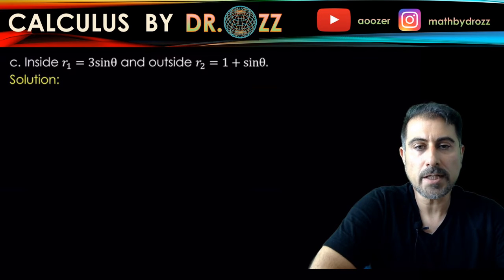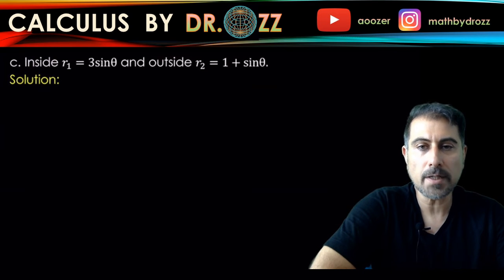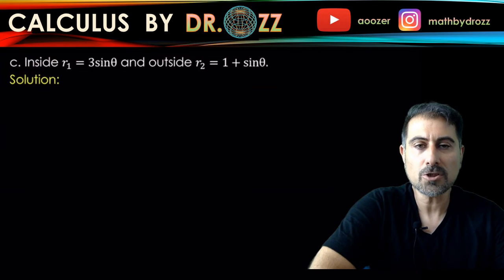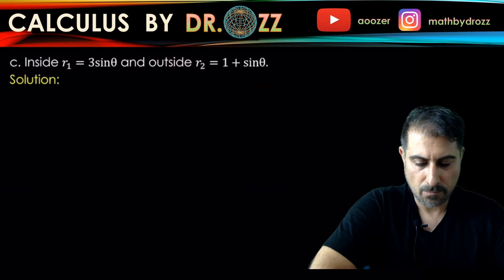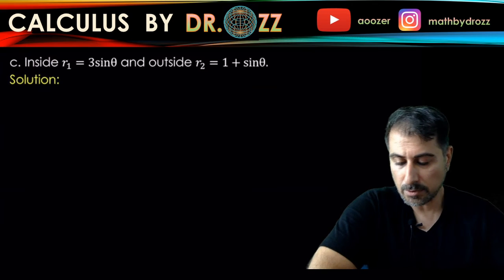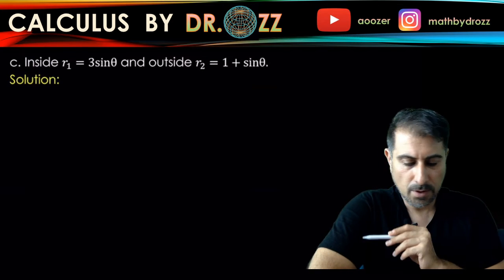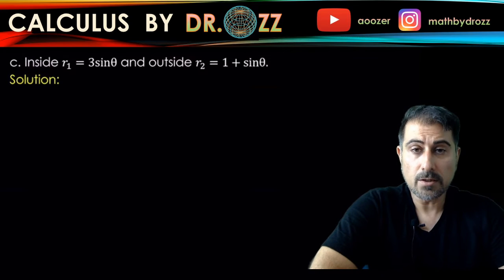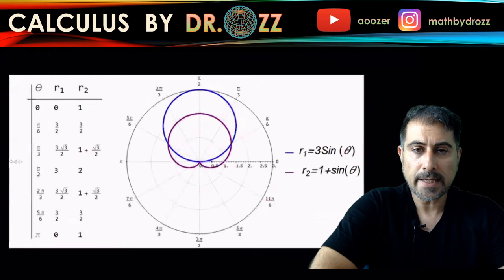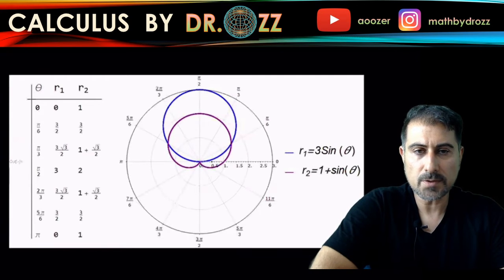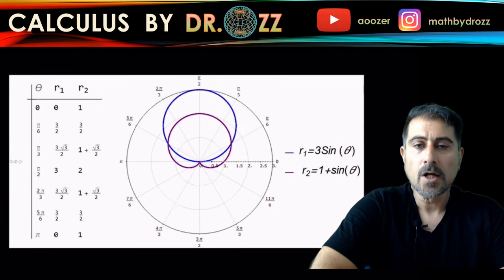So have your TI-84 ready, and please start plotting these two in the same graph. Choose your theta min to be 0, theta max to be 2 pi, so that you get the whole picture. We can pause the video anytime right now to do that, and please do it. If you look, this is exactly what you're supposed to see on your calculator.